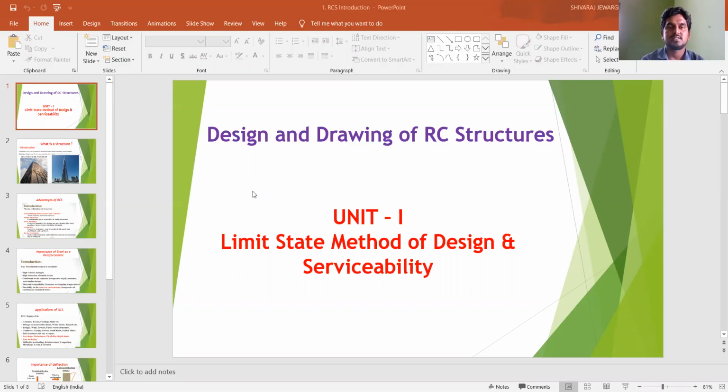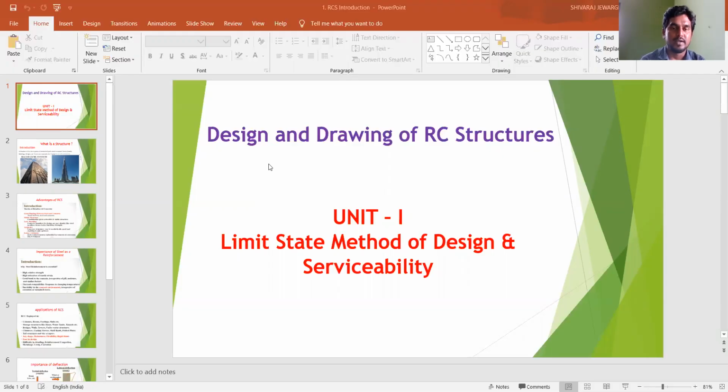I am dealing with the subject called design and drawing of RC structures. This is one of the most important subjects in the civil engineering profession. The prerequisites required for this subject are knowledge of engineering mechanics, strength of materials, and structural analysis. With the knowledge of these three subjects, we can design and draw the structural elements of RC structures.